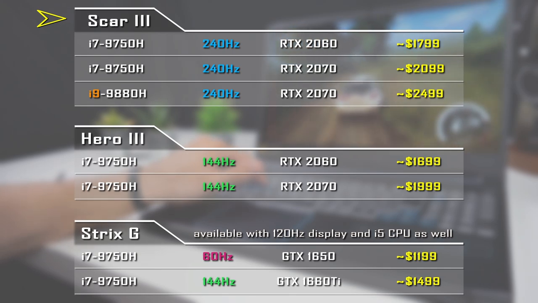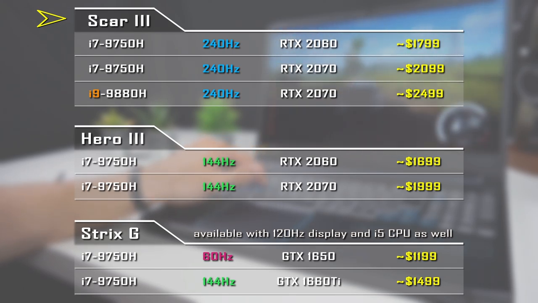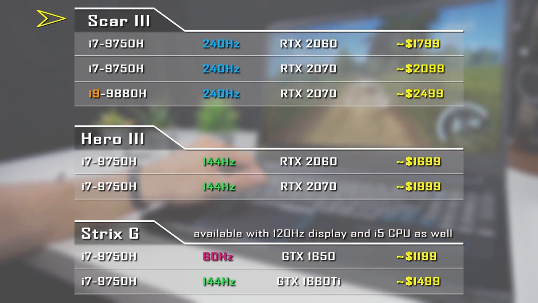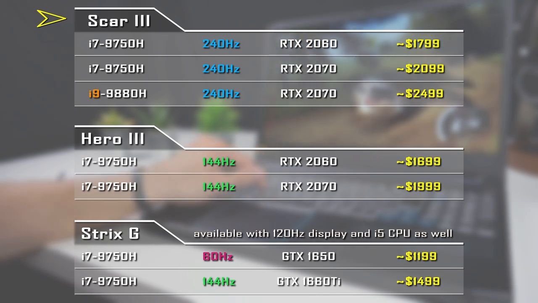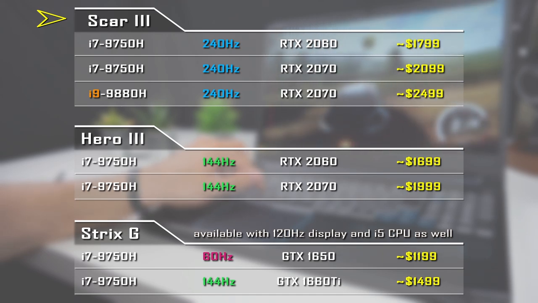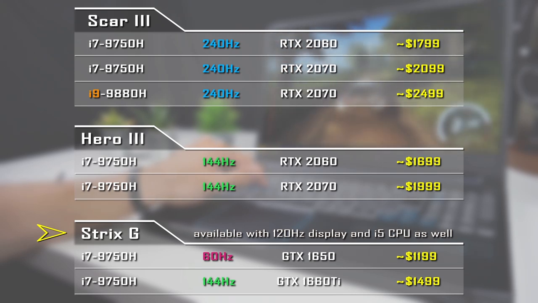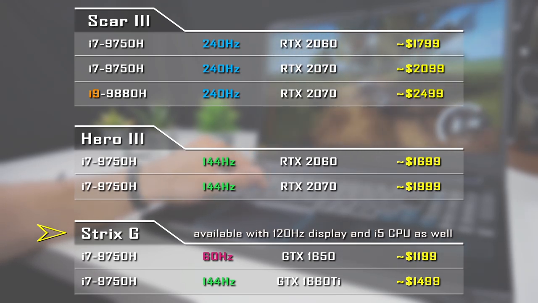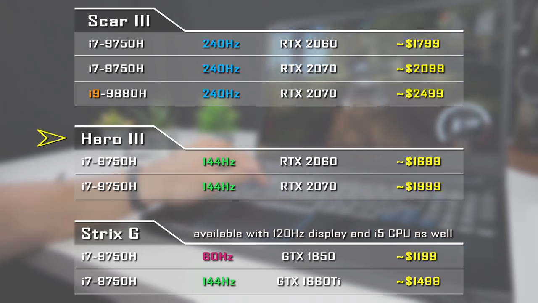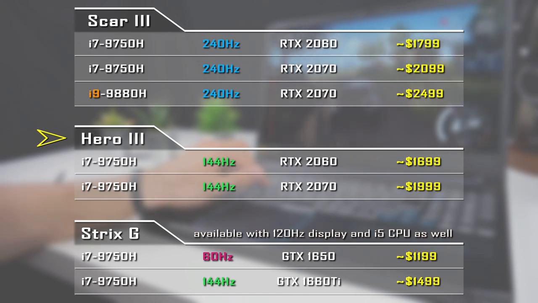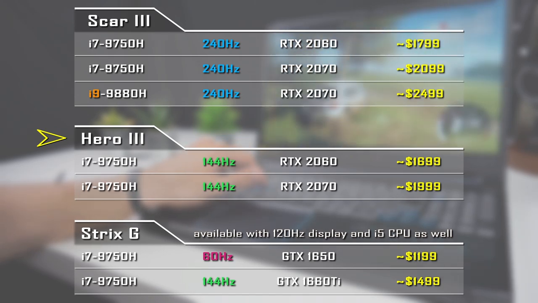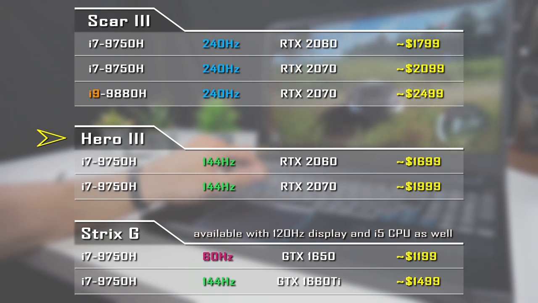The Scar 3 is only available with full-size RTX 2060 and RTX 2070. For the processor you can choose between i7-9750H and i9-9880H, but if you want wider range of configurations there is also a budget option, the Asus Strix G, which you can buy with GTX 1650, GTX 1660 Ti and i5-9300H processor as well. There is also the Asus Hero 3, which except for a few visual changes looks exactly the same as Scar, but you can mostly find it with 17-inch screen.